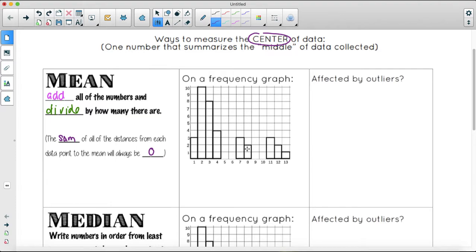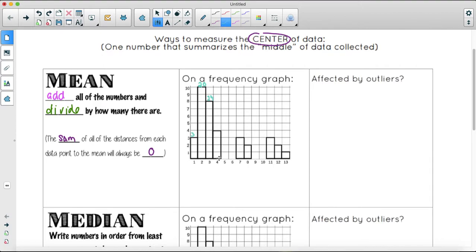On a frequency graph, you have to actually determine what the values are to be able to add them up. On this first bar graph, we have a value of 1, but we have it 3 times, so that would be a total of 3. On this next one, we have a value of 2 ten times, so that would be a total value of 20. On the next one, we have a value of 3 eight times, so that would be a total value of 24.